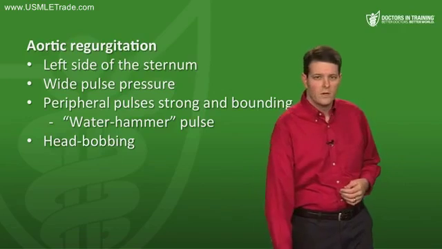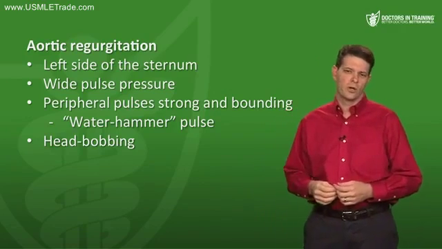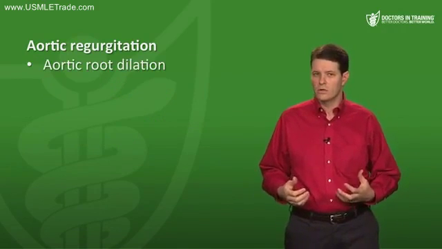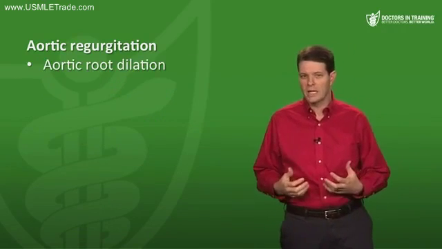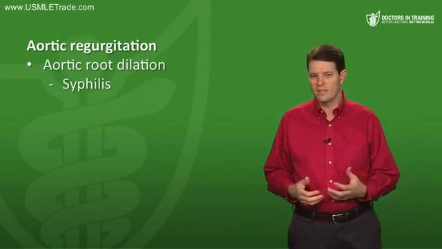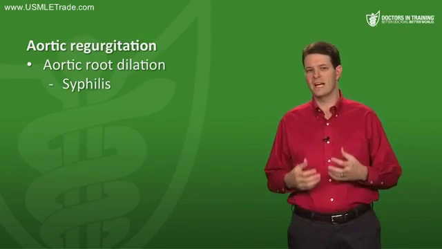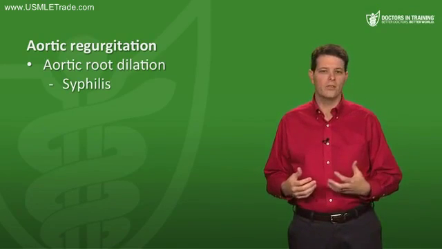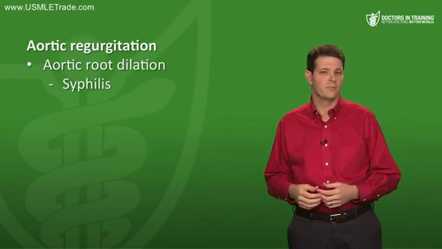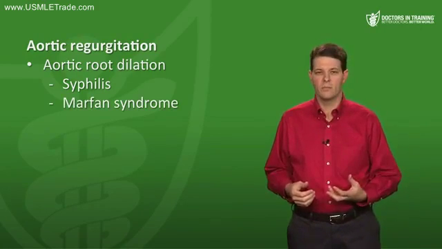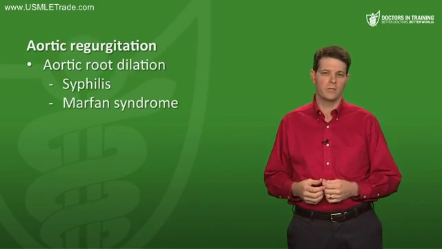President. Now, what causes aortic regurgitation? Well, it can be due to dilation of the aortic root. So why would the root of the aorta be dilated? Well, one reason is syphilis. Now, we don't see syphilis very often in the U.S. anymore, but tertiary syphilis can cause dilation of the thoracic aorta and aortic regurgitation, and it can also sometimes cause aortic stenosis. Another cause of dilation of the aortic root is Marfan syndrome, which can also result in aortic regurgitation.